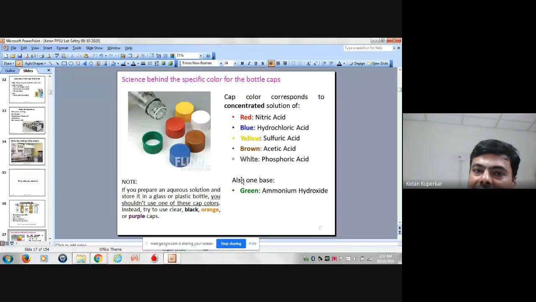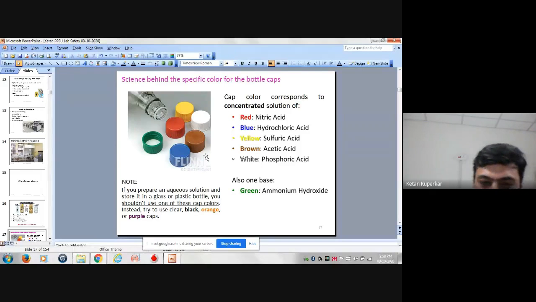Now, there is a definite science behind a specific color for the bottle caps. Being unaware of the fact, today I would like to let every one of you know that different colors symbolize the different acids present in those bottles. If it is red, concentrated nitric acid is present. If it is blue, hydrochloric acid. If it is yellow, sulfuric acid. If it is brown, then acetic acid. White, then phosphoric acid. If some bases are there, the cork is placed upside down, which shows the base present, that is ammonium hydroxide, which is not as deadly in comparison to the other concentrated acids listed.